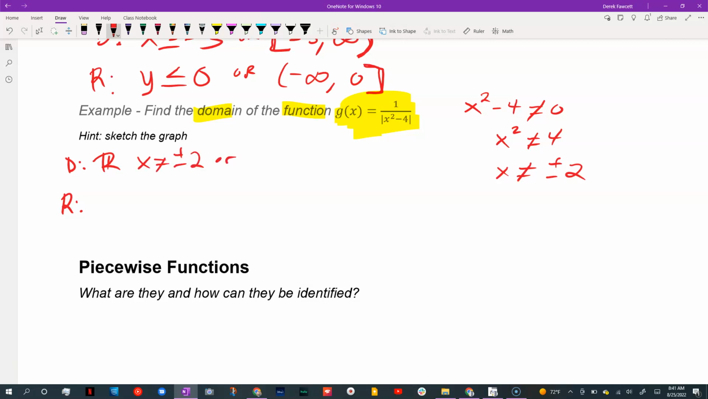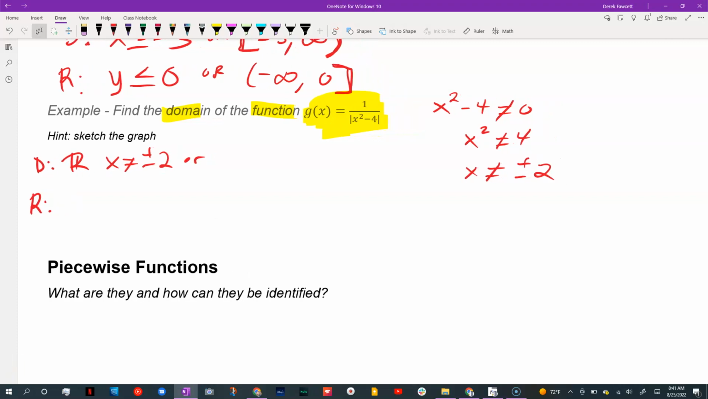Or you can write that with your parentheses and brackets. That's called set notation. So it would be any number from negative infinity to negative 2, unioned with the set from negative 2 to 2, unioned with the set from 2 to infinity. And you are not including negative 2 and 2, which is why there are no brackets in there. They're all parentheses. Okay, now taking a look at your y values or your range values.